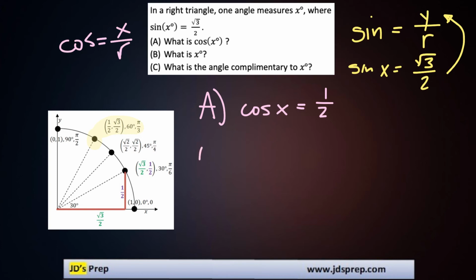Anyway, moving on to part B, what is angle x? Well, that is 60 degrees. We've got our 30, 45, and 60 degree angles here. So x is equal to 60 degrees, or pi over 3 in radians, but we're not worrying about that since we are talking about degrees.